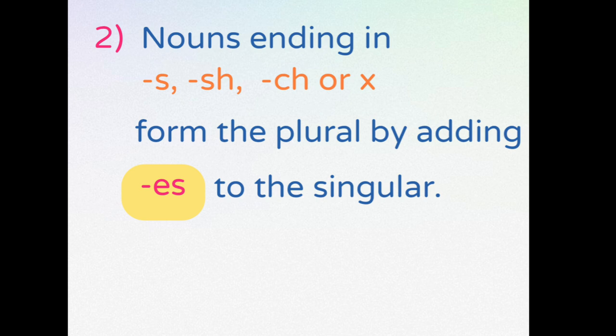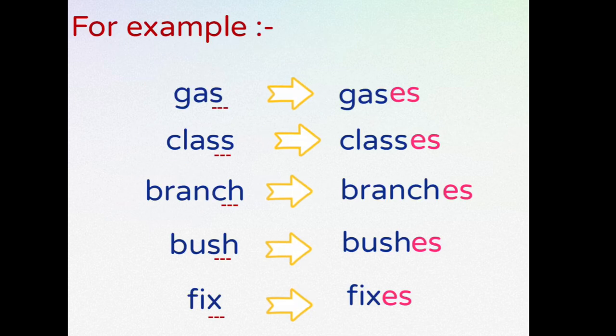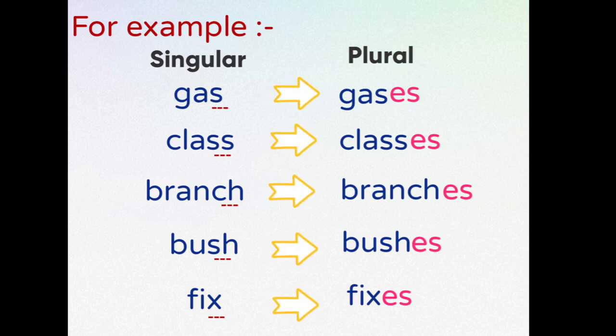Now let's have a look at the second rule. Nouns ending in s, sh, ch or x form the plural by adding es to the singular. So let's have a look at some examples. First, it is gas. It is ending in s, so we are going to add es to make it plural. So it became gases. Class is ending in double s. Again, es is added to form its plural.